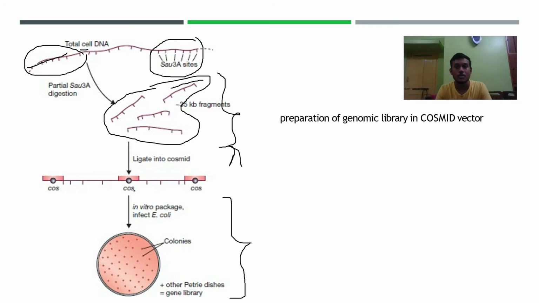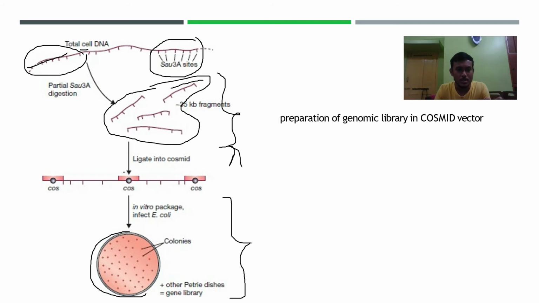So how is it done? When we ligate those particular fragments into the cosmid and we get clones out of that, we test those clones by infecting E. coli, and via infecting E. coli we get the colonies for the desired gene of interest. You can see some colonies here, and these colonies are then added to the gene library. So this is how the gene library or the genomic library is prepared.